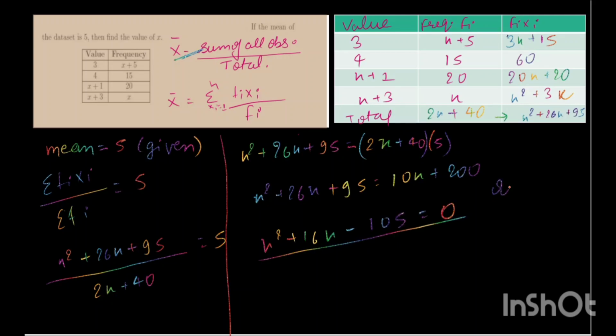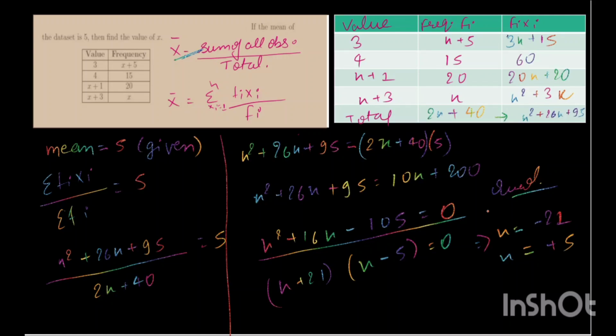Now we are supposed to find the roots, like it's a quadratic equation and we need to solve for its roots. So (x plus 21) times (x minus 5) is equal to 0. That means the possible values for x are minus 21 and plus 5. But as you can see, x is a value of frequency as well, that means x is a frequency, and since negative frequency is not possible, therefore x cannot be minus 21. Now we are left with x equal to positive 5.